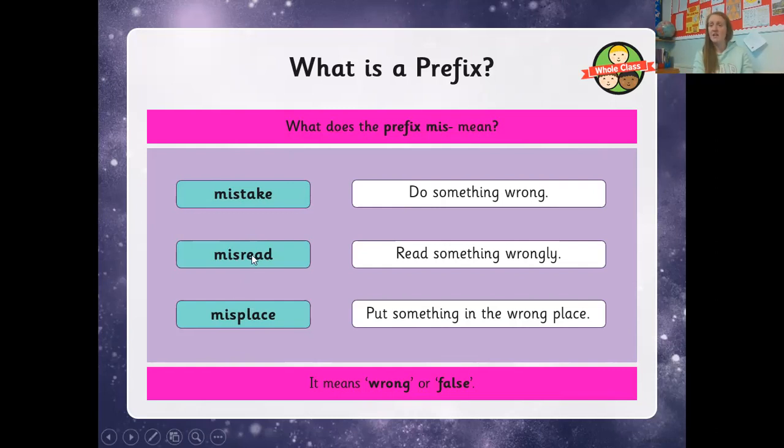Misread. If you read something, you're looking at the words and reading it. But if you misread it, it means you're not reading the words properly. Misplace. If you place something, you know where it is, in the right place. But if you misplace something, it's either in the wrong place or you've lost it because it's not where it should be.